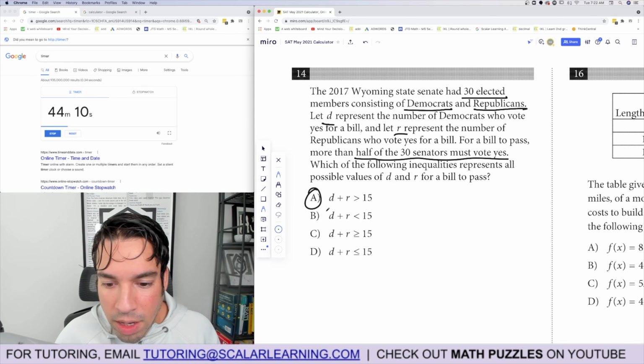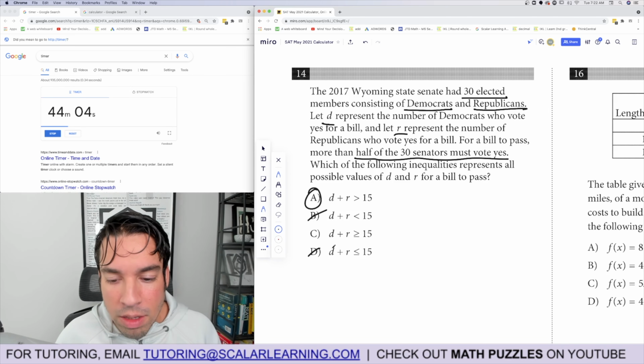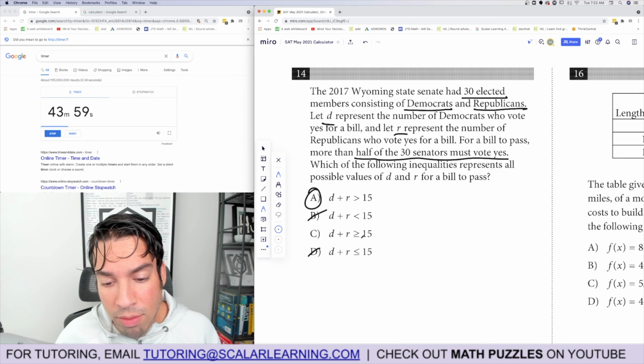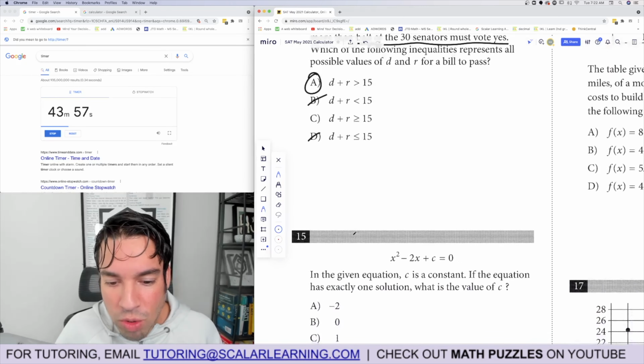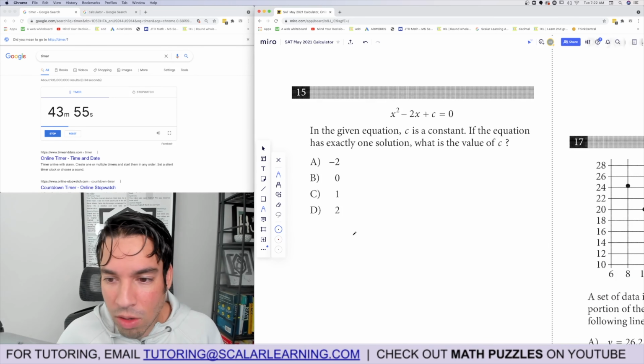Yeah, it's got to be A. It can't be B, because for a bill to pass... Yeah, can't be D, can't be B, because those are less than. And then the question is this, but the problem is this would include exactly half, where it wouldn't pass, right? So it can't be just 15, it's going to be greater than 15. Okay, and we know. Go to number 15.